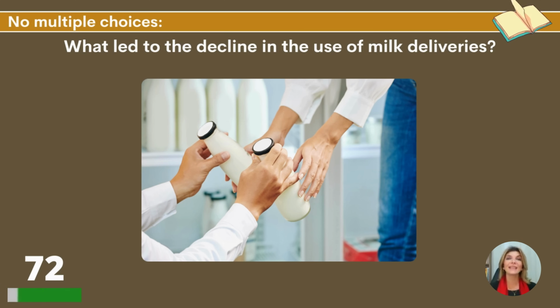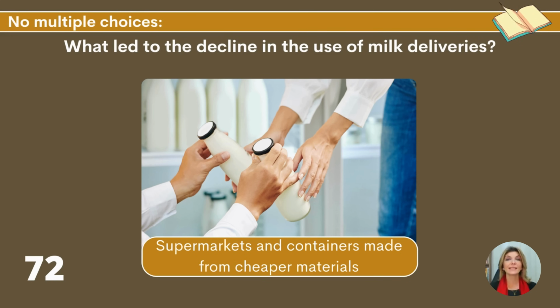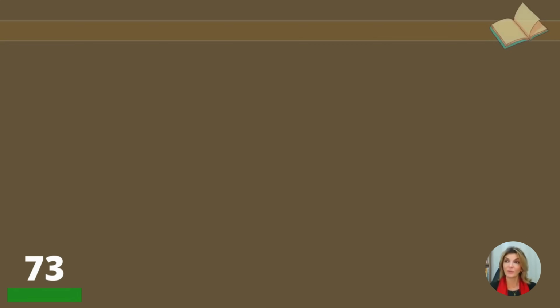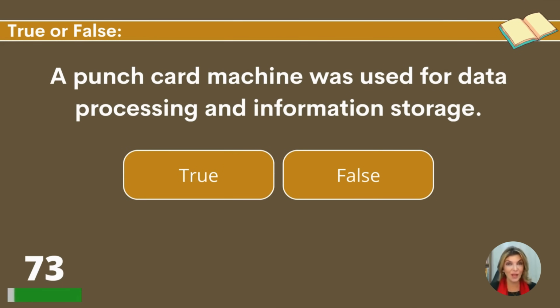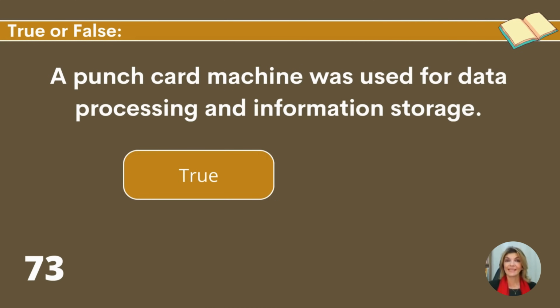No multiple choice here. What led to the decline in the use of milk deliveries? Supermarkets and containers made from cheaper materials. True or false, a punch card machine was used for data processing and information storage. This is true.